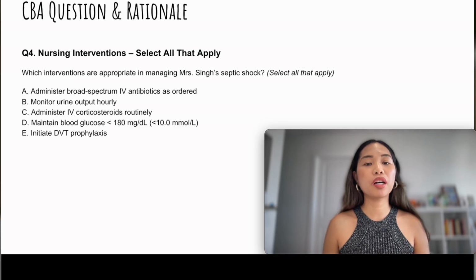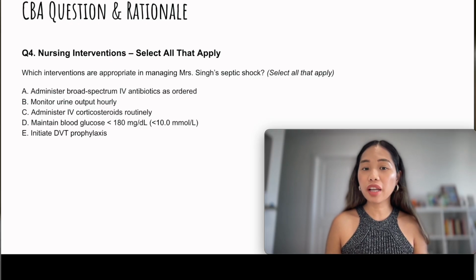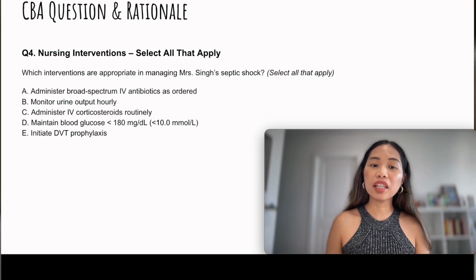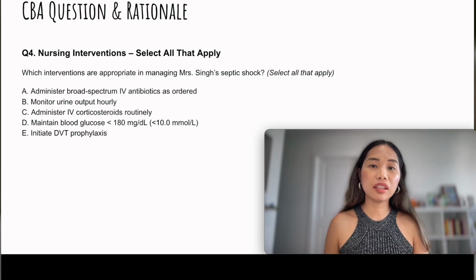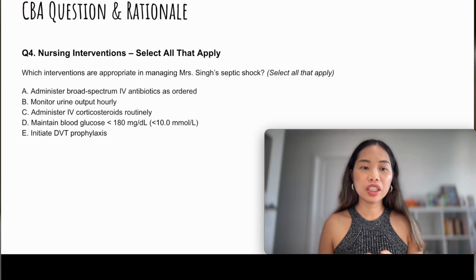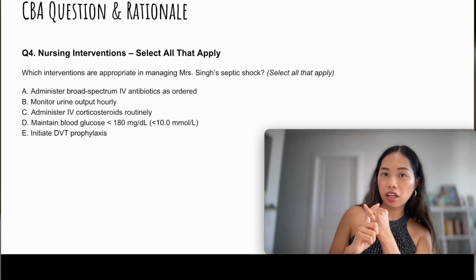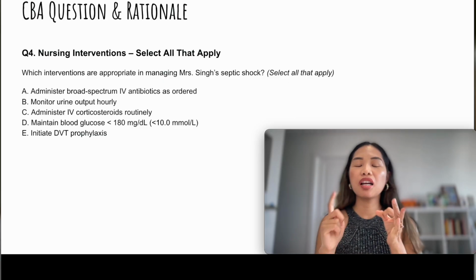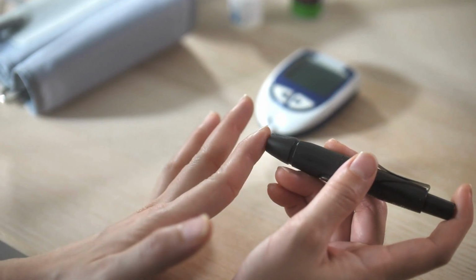A, administer broad-spectrum IV antibiotics as ordered. B, monitor urine output hourly. C, administer IV corticosteroids routinely. D, maintain blood glucose. Letter E, initiate DVT prophylaxis. In this select all that apply question, it ties in for our sepsis bundle. They do antibiotics, IV fluids, monitor the urine, and also blood sugar or glucose control.